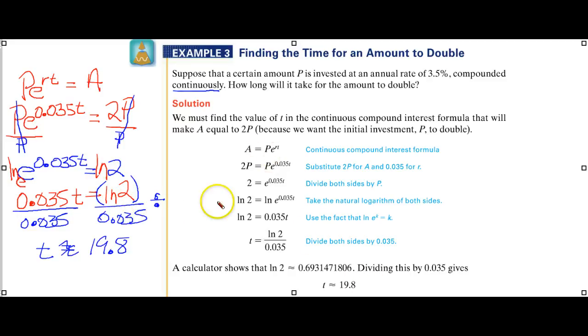But again, practice it. These are the steps that you would do. I just kind of switched them around. I like to have the t on the left here. Here they put it over at the left finally.